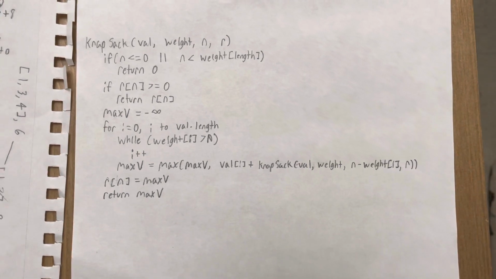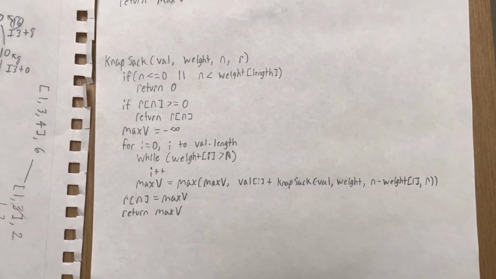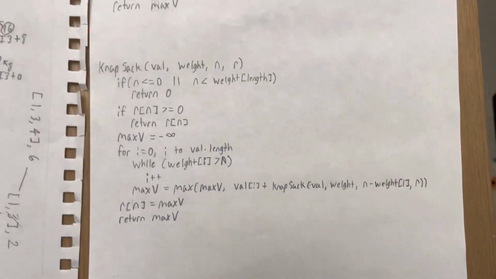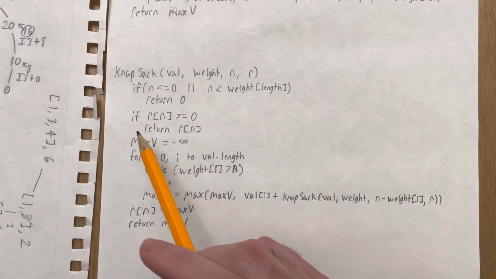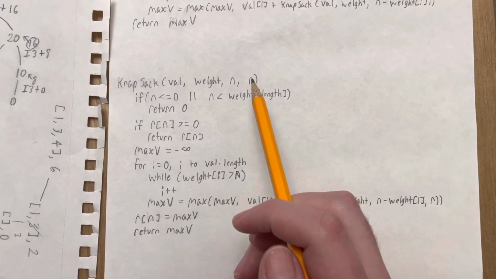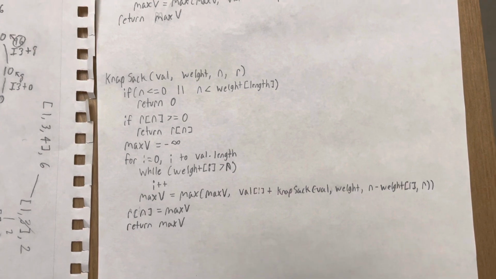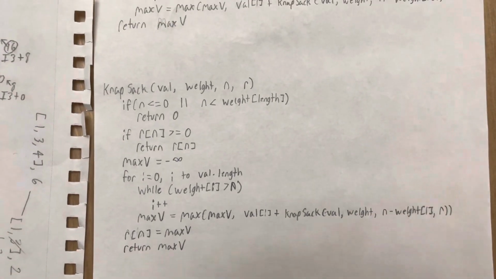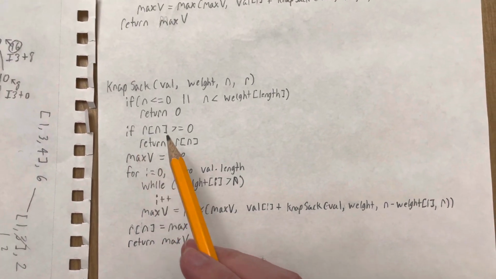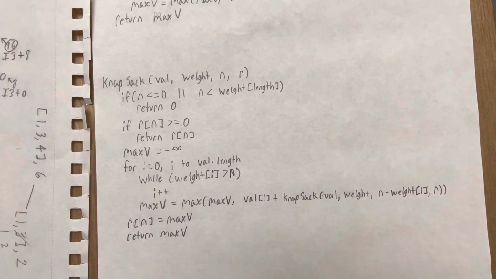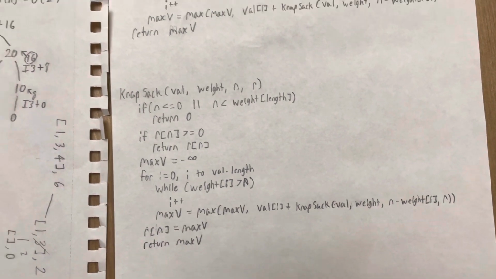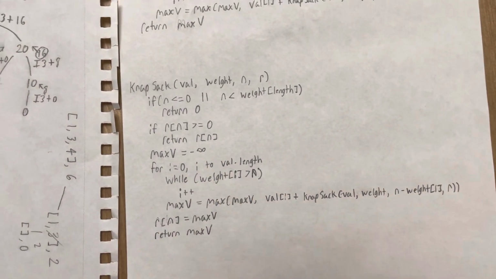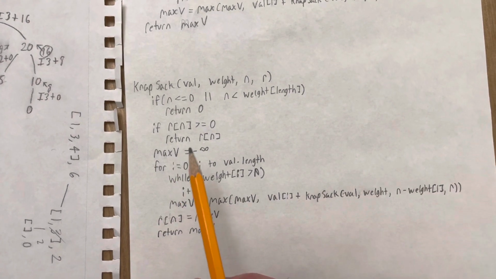This is how I wrote the code. Pretty much the same as without memorization. The only difference is, in this case, we have the variable r, which will keep track of our values that we're storing, so these guys. And then in here, we're just saying, hey, if it's greater than or equal to 0, we're going to go ahead and return that value. And that's all the same.